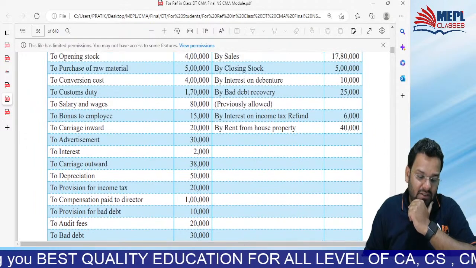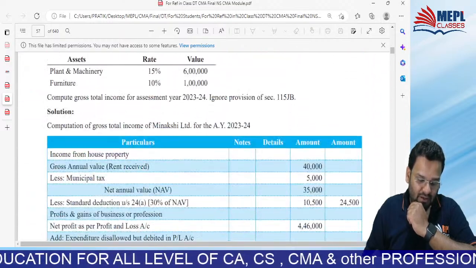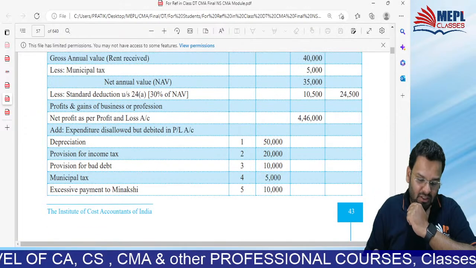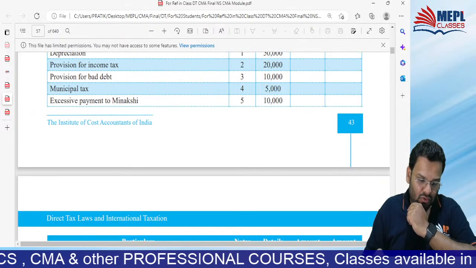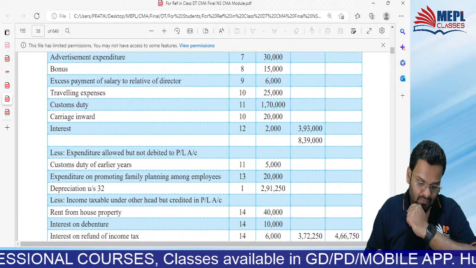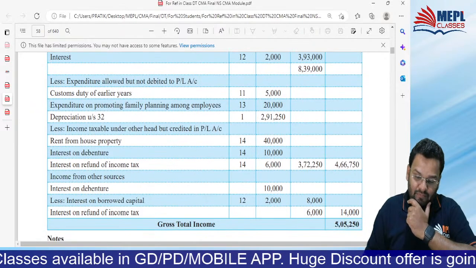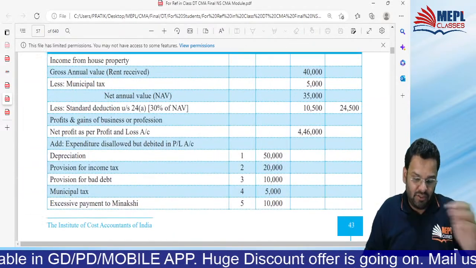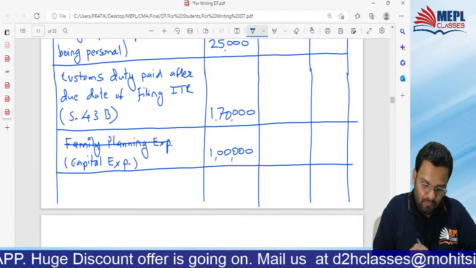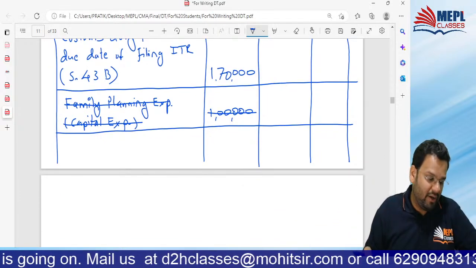This 1 lakh we can't see on the debit side. So in short, it is not debited. You cannot say it is debited, so you won't have to add it back. There is no need to add it back, friends, because it is not debited. So forget it, don't add it back. If it was debited, you would have added it.